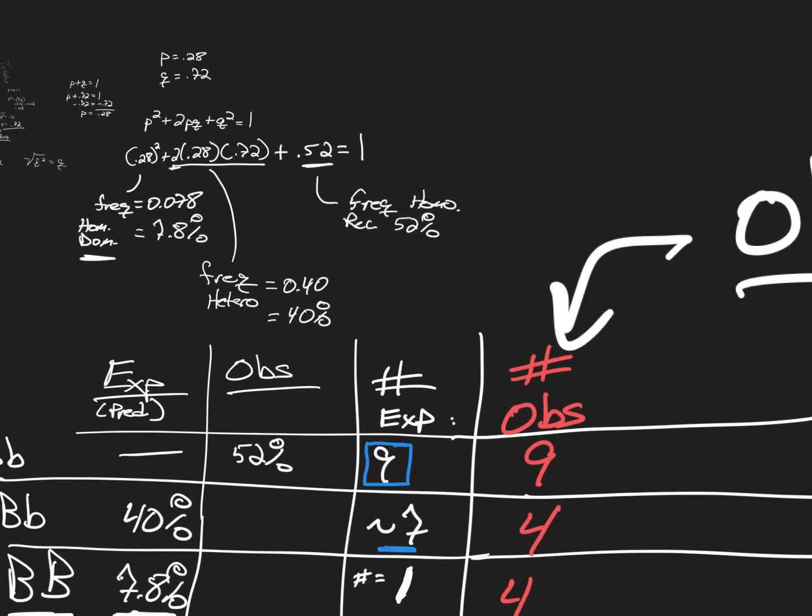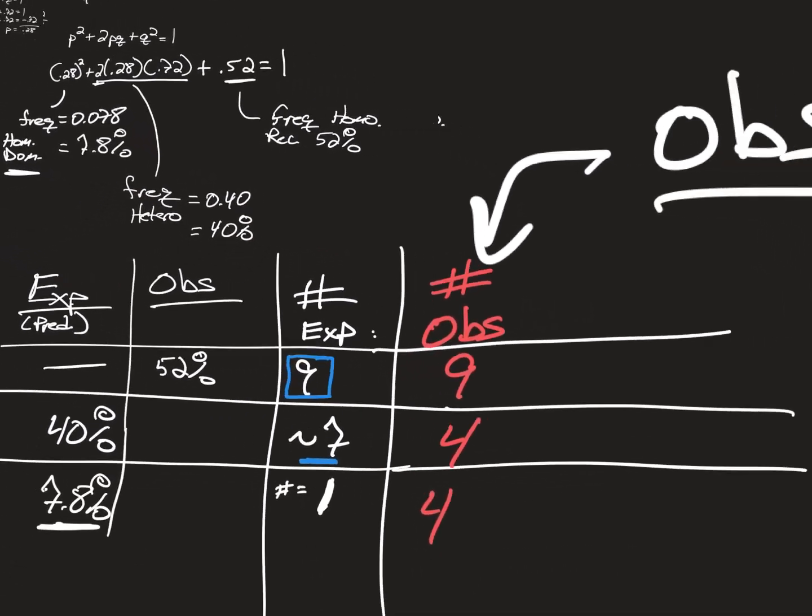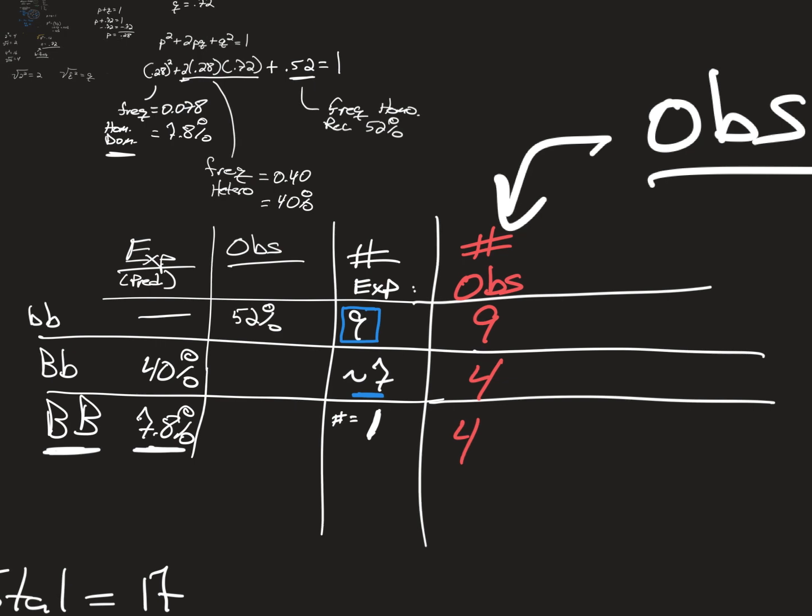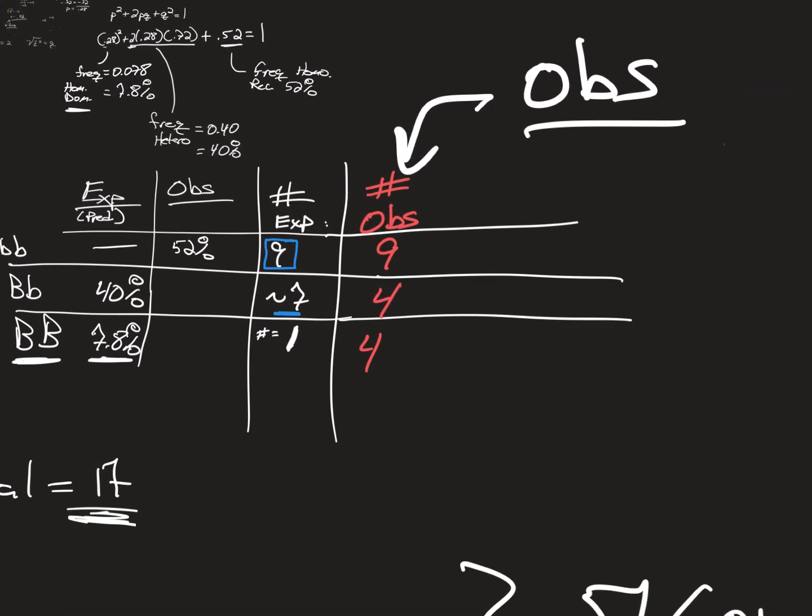All right. So if these frequencies hold true, if there's no evolution going on, and I plugged and chugged, I did the math, anybody have a problem with that? If it's evolution, we have to use chi-square.